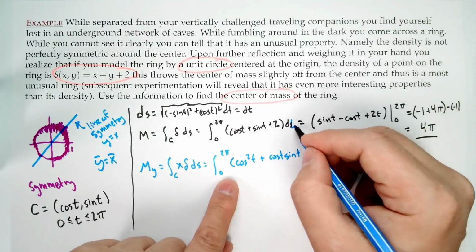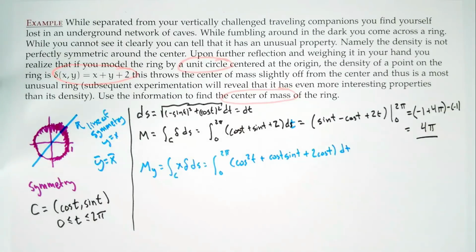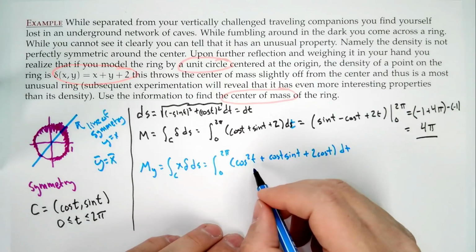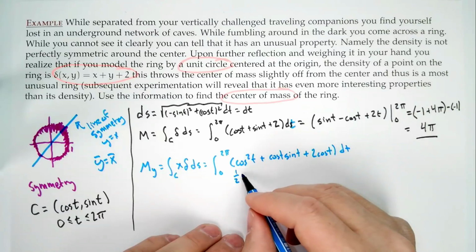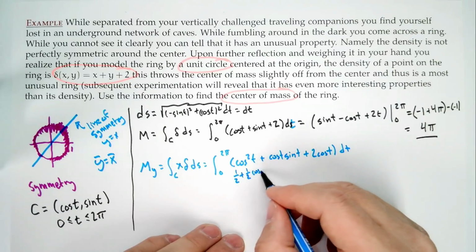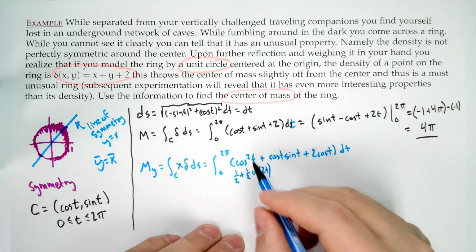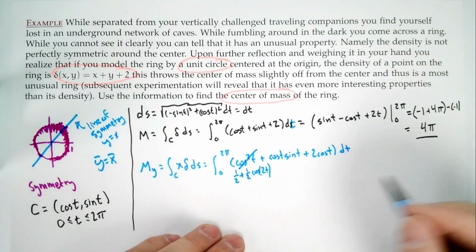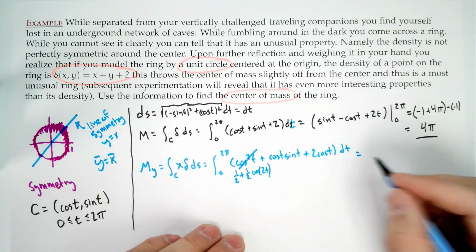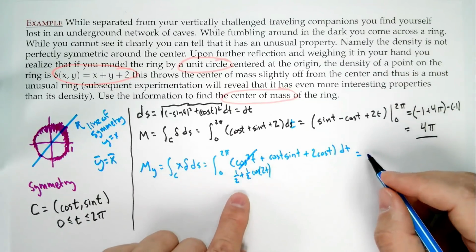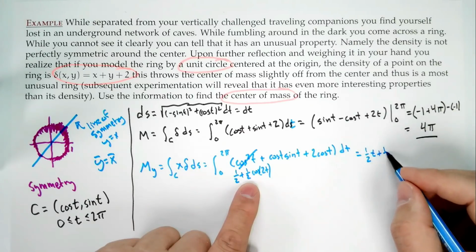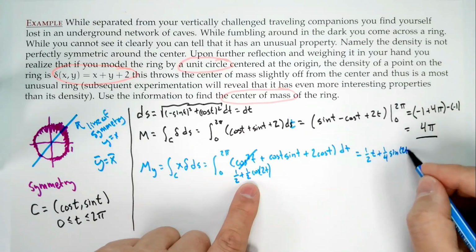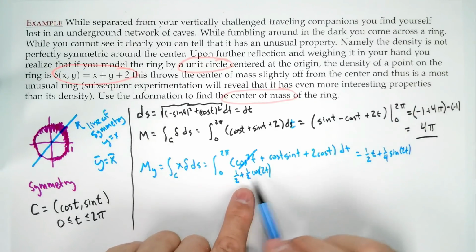Whoops, there's a mistake here. That should be dt, not ds. All right, well, we fix it. Okay, always good to fix our mistakes. Cosine squared. To integrate cosine squared, we use power reduction. So this is 1/2 plus 1/2 cosine 2t. Okay, so we're ready to integrate now. So what do we get? Well, we're going to get 1/2 t plus 1/4 sine of 2t. All right, that's the first part.